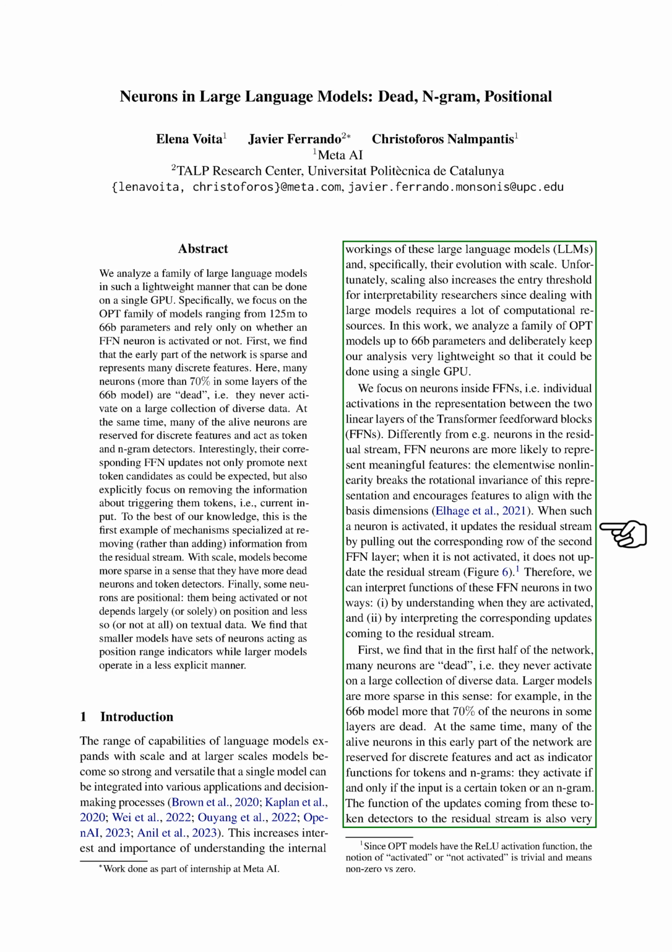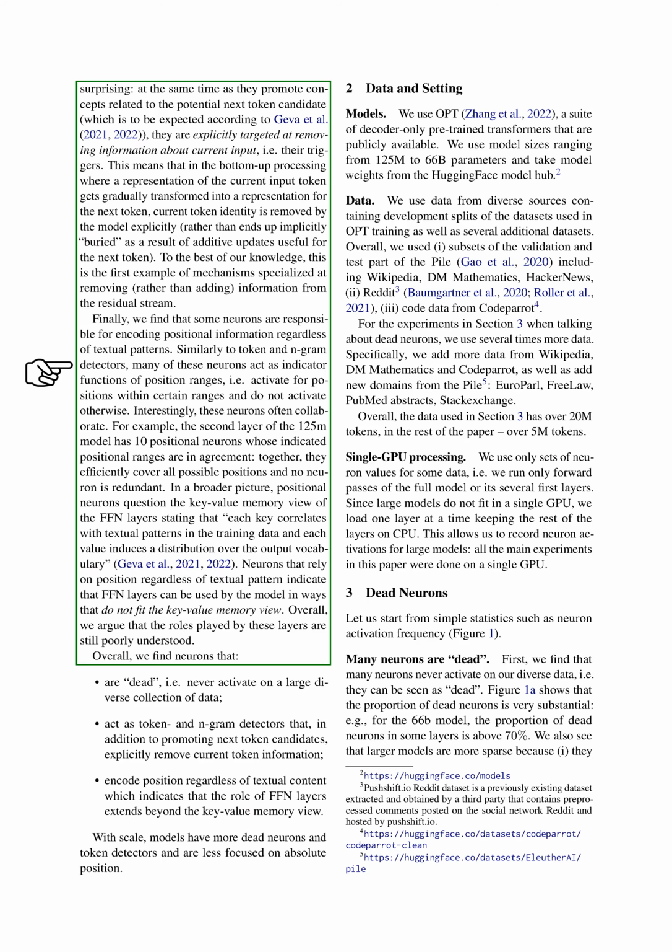However, many of the active neurons in the early part of the network are reserved for discrete features and act as indicator functions for tokens and n-grams. These neurons activate only if the input is a certain token or an n-gram. Interestingly, these neurons not only promote concepts related to the potential next token candidate, but they also explicitly remove information about the current input. We also discovered that some neurons encode positional information regardless of textual patterns.